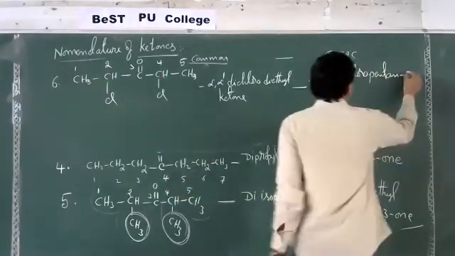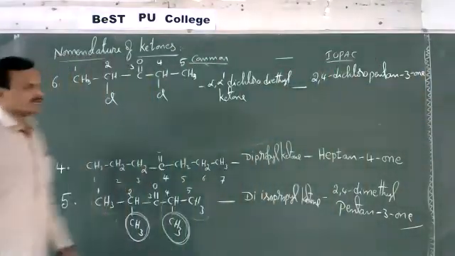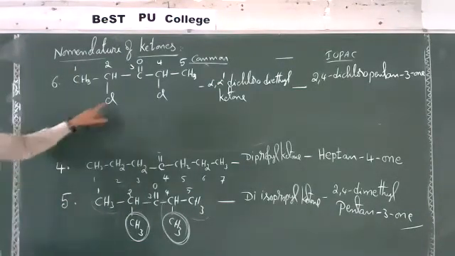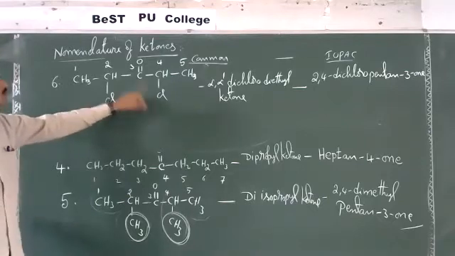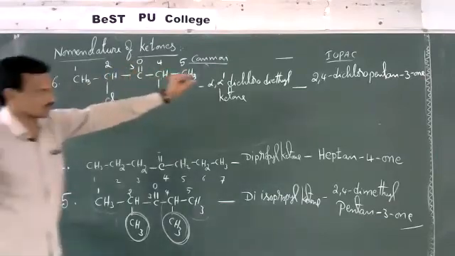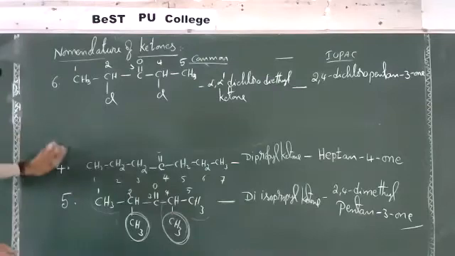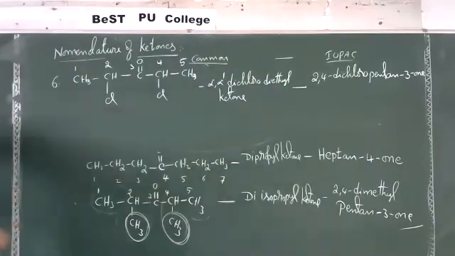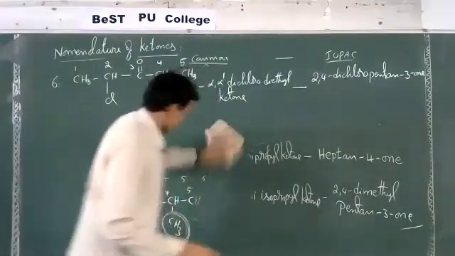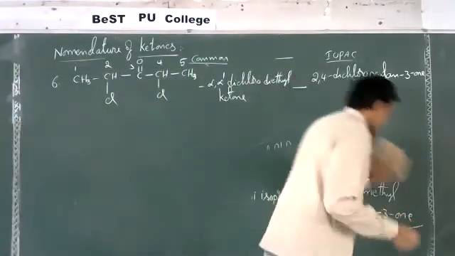At the third position, keto group is there. So 3-one. So pentan-3-one will be the IUPAC name. So 2,4-dichloropentan-3-one. That is the IUPAC name of this compound. Okay, right. So these are some examples of open chain compounds. Now let us see some other examples with a closed chain. There are cyclic compounds.